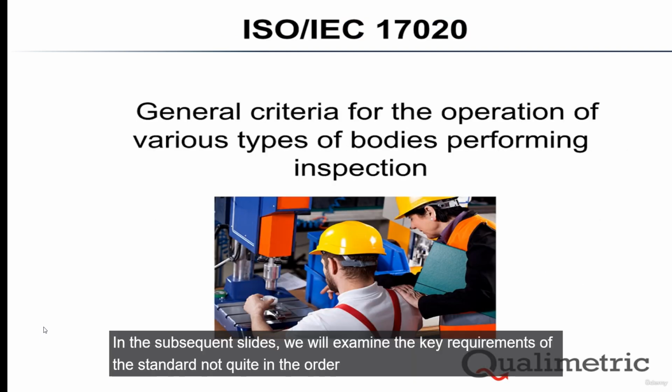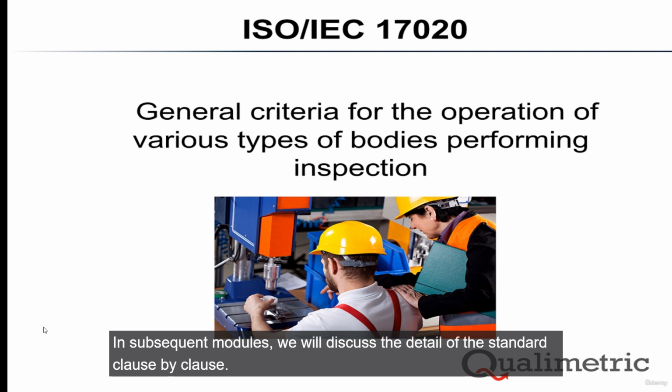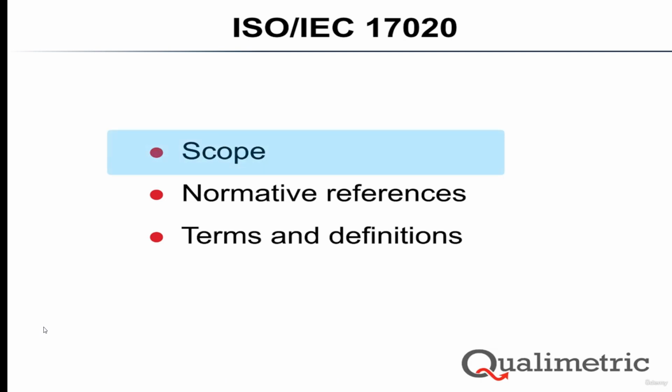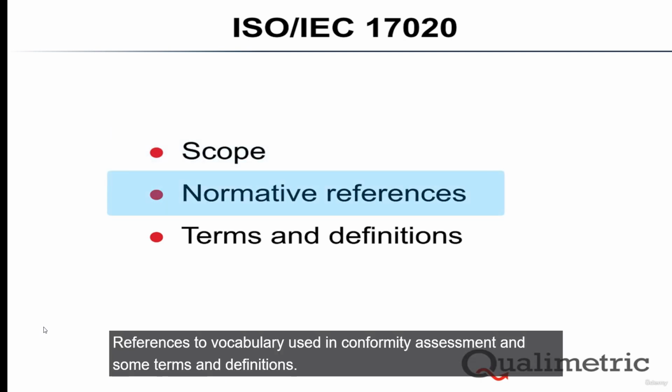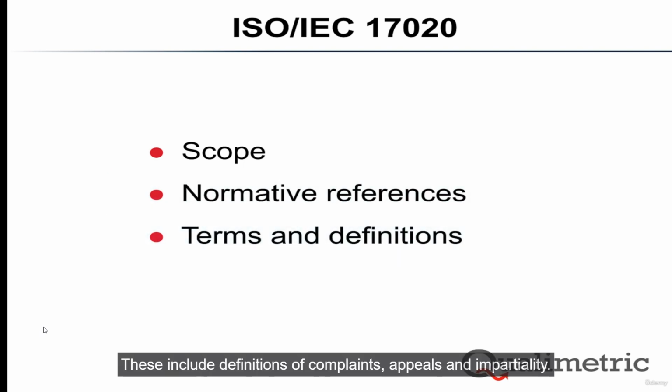In the subsequent slides, we will examine the key requirements of the standard, not quite in the order given in the standard, but in a way which I hope will help to relate the content of the standard to the practical activities and function within an inspection body. In subsequent modules, we will discuss the detail of the standard clause by clause. The first three clauses of the standard just discuss the application of the standard or scope, references to vocabulary used in conformity assessment, and some terms and definitions. These include definitions of complaints, appeals, and impartiality.